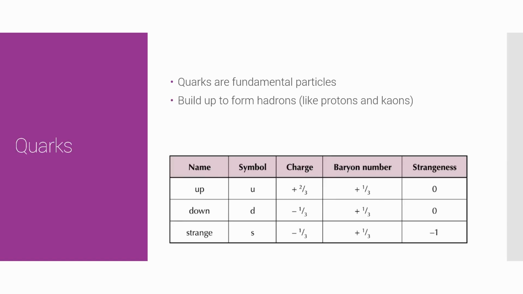There are actually 6 quarks. The other 3 are charm, top, and bottom, but we'll focus on up, down, and strange. As you can see, the charges and baryon numbers of all of these are in thirds, but as we know, particles need to have a whole number of charge, so that's why some quark combinations just do not work.